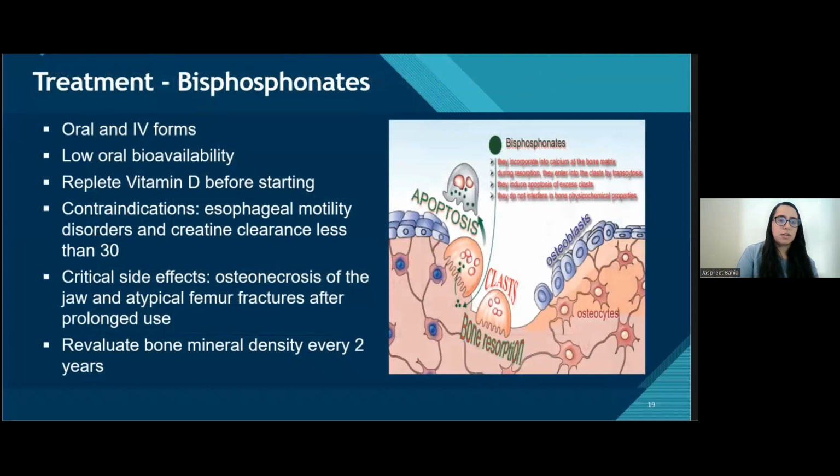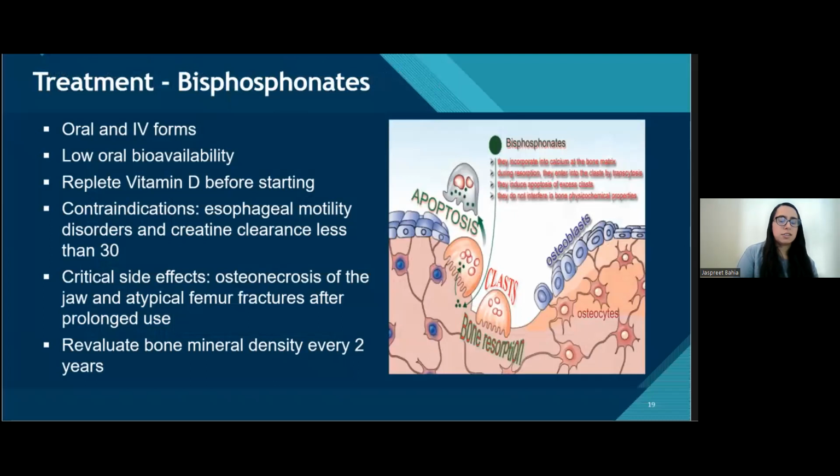There are oral and IV forms of bisphosphonates. It's important to note that bisphosphonates have low oral bioavailability. So when you're prescribing them to your patients, you want to counsel your patient to take bisphosphonate on an empty stomach, sit upright, and avoid food for 30 minutes after taking the medication. It's also important to replete your patient's vitamin D before starting bisphosphonates, because vitamin D can improve your patient's response to the bisphosphonate and lead to further increases in bone mineral density. And then a note on some contraindications of bisphosphonates.